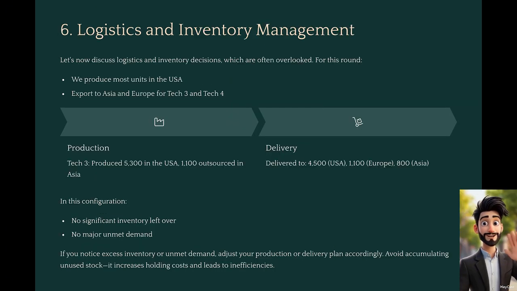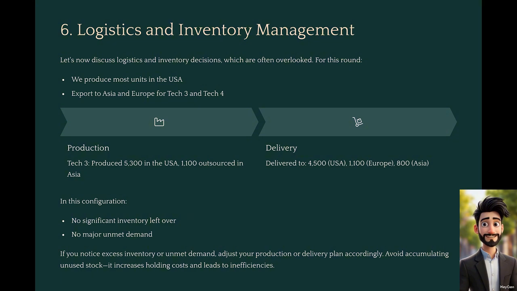Logistics and inventory management. Let's now discuss logistics and inventory decisions, which are often overlooked. For this round, we produce most units in the USA, export to Asia and Europe. For Tech 3 and Tech 4, for example, Tech 3 produced 5,300 in the USA, 1,100 outsourced in Asia, delivered to 4,500 USA, 1,100 Europe, 800 Asia. In this configuration, no significant inventory left over, no major unmet demand.